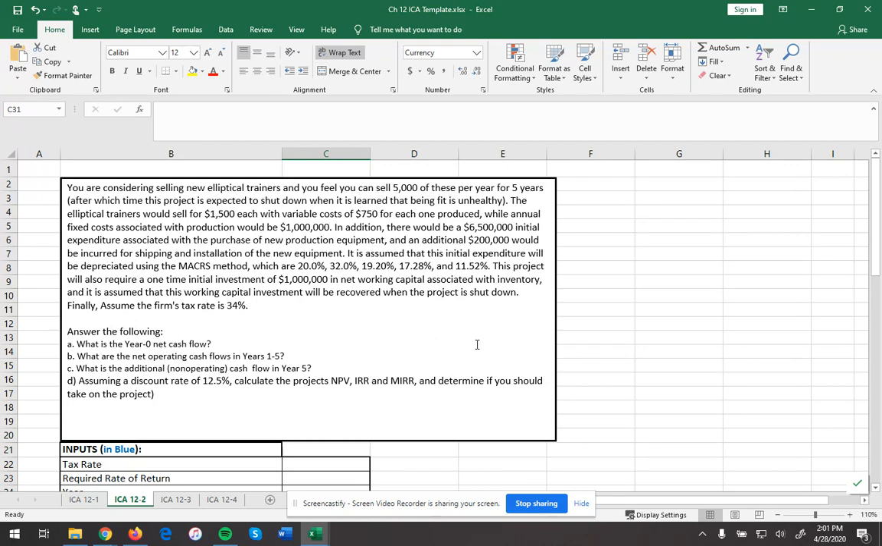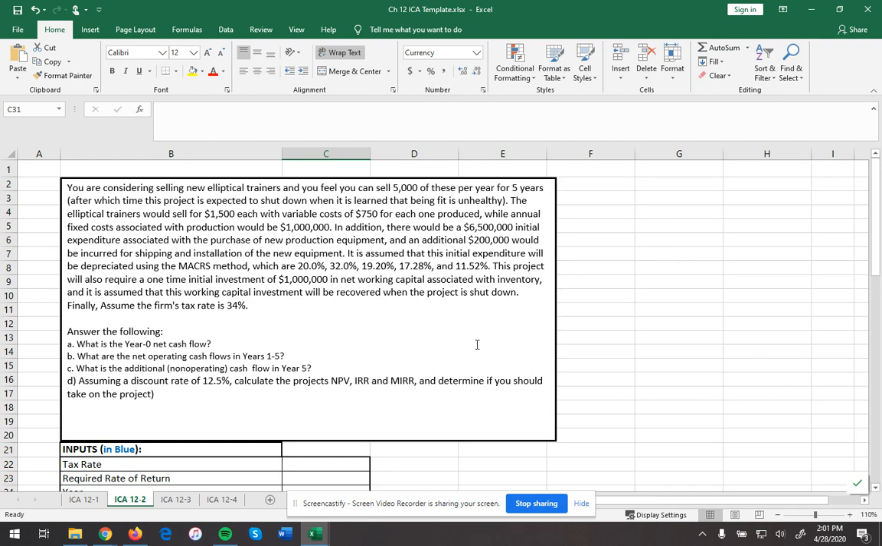This project will also require a one-time initial investment of $1 million in net working capital associated with inventory, and it is assumed that the working capital investment will be recovered when the project is shut down. Finally, assume the firm's tax rate is 34%.